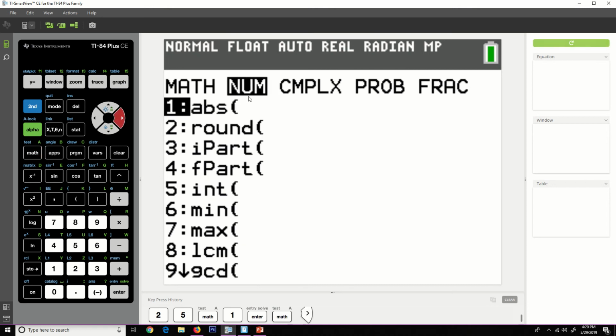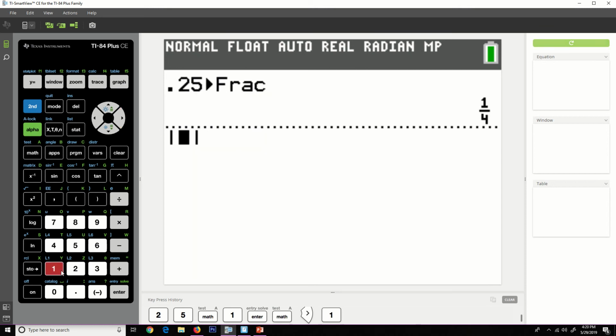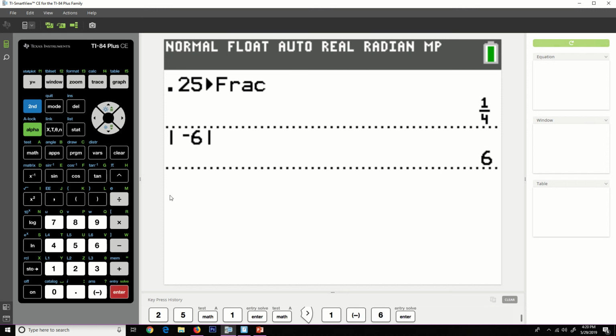It just seems to me like that's easier. But over in the number feature, you have the absolute value. So if you want to take the absolute value of a number, you can do that. So if I hit 1, you see the absolute value keys. If I take -6 and I hit enter, it makes it +6. So if you have an expression that you want to figure out what the absolute value is, you could do that.